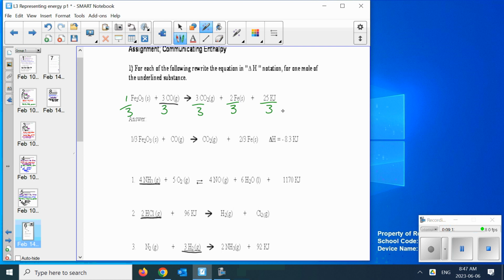Anyways, one thing, and it doesn't say to do this, but I'm going to get you to practice: I want you to then categorize if this is exo or endothermic. This is exothermic.